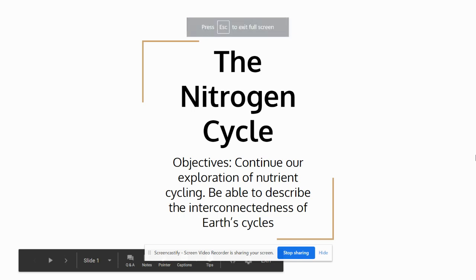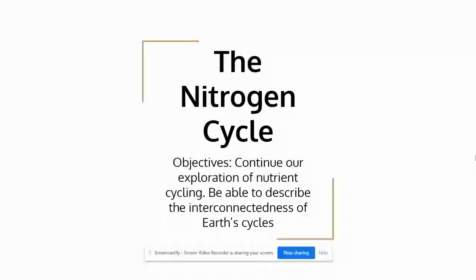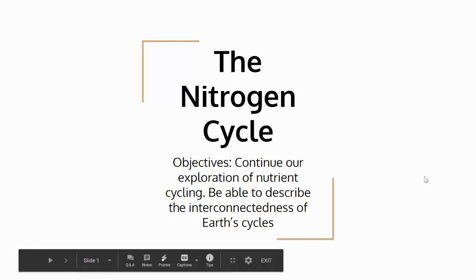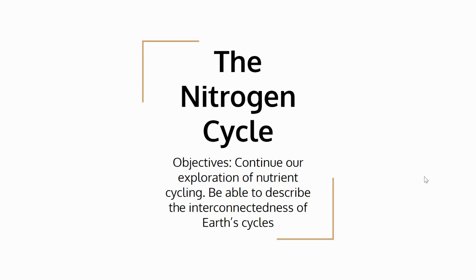Okay, hello, environmental science. Today we are talking about the nitrogen cycle. So the goal of the nitrogen cycle is just to continue our exploration of nutrient cycling, and I want you guys to be able to describe the interconnectedness of Earth's cycles. So how all of the cycles we have or will talk about, carbon, phosphorus, and water cycles, kind of interact with one another and where they take place in all of the Earth's spheres.